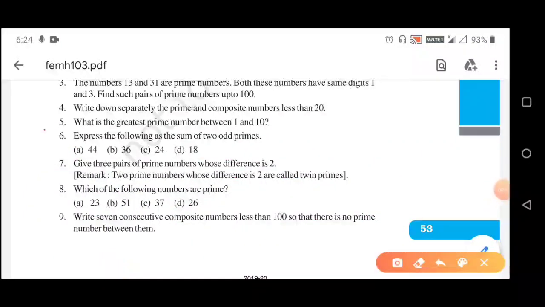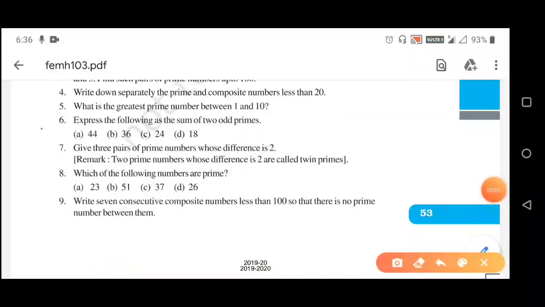Question number 5. What is the greatest prime number between 1 and 10? So the prime numbers between 1 and 10 are 2, 3, 5, 7. So here the greatest number is 7. So the greatest prime number between 1 and 10 is 7.